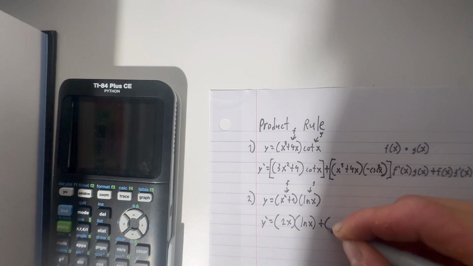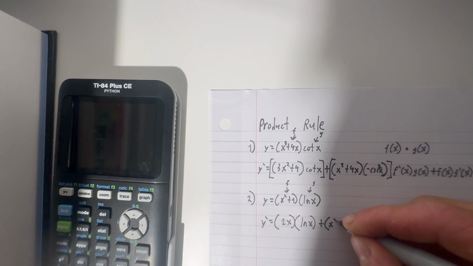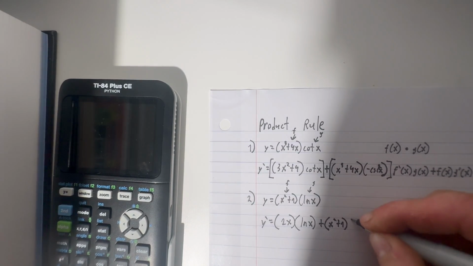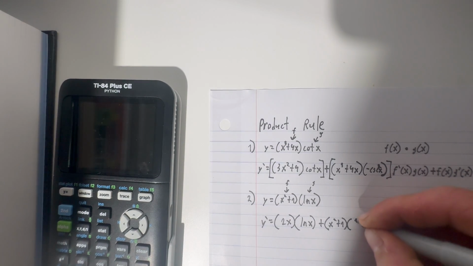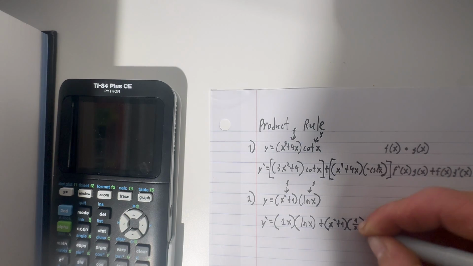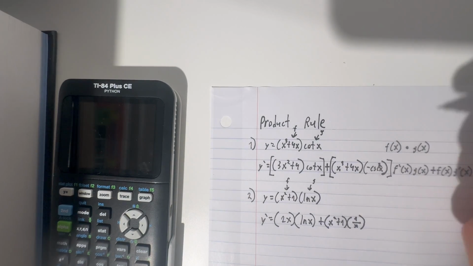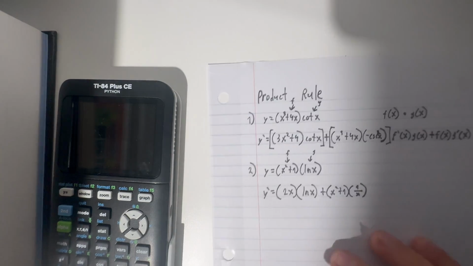Then we keep that original f function, and we differentiate the g function, which is the natural log of x, which is just 1 over x. We could, again, simplify this using algebra, but we can just keep it like this.